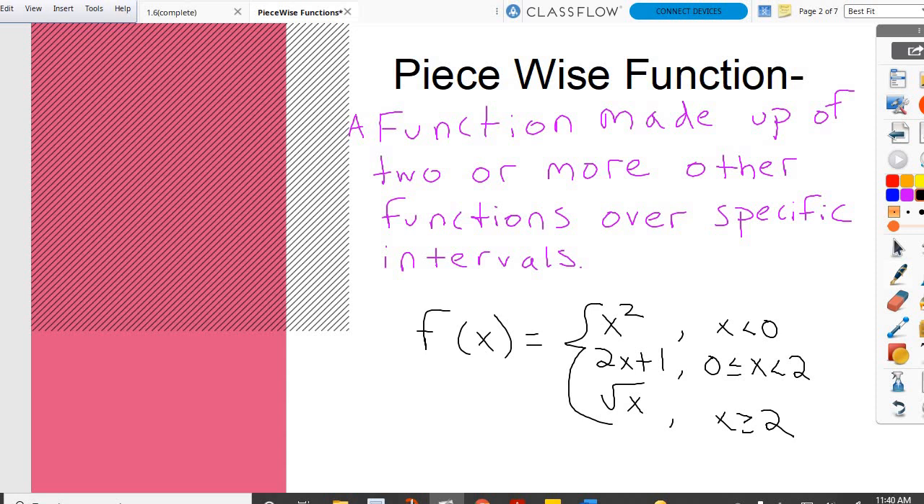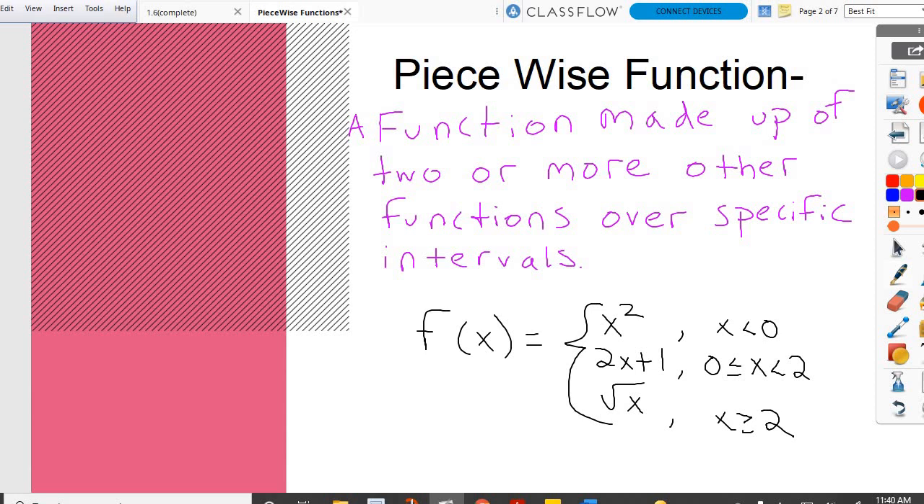So for your project, it is a piecewise project. So you're going to be creating a piecewise function, so you're going to need to use this notation. Okay? Because I usually get a couple of people that don't use the correct notation on their project, and then you don't get full credit. So just make sure as you're writing out your function, you need to put it in this format. Does that make sense? Yes?